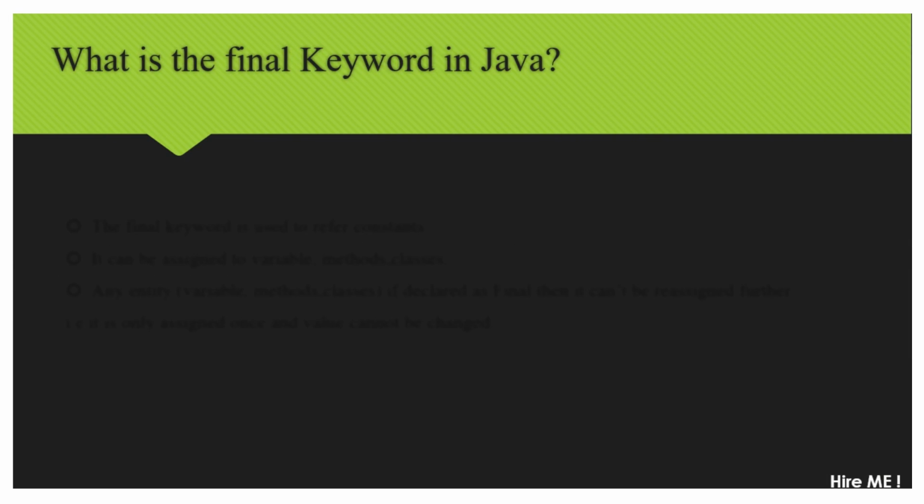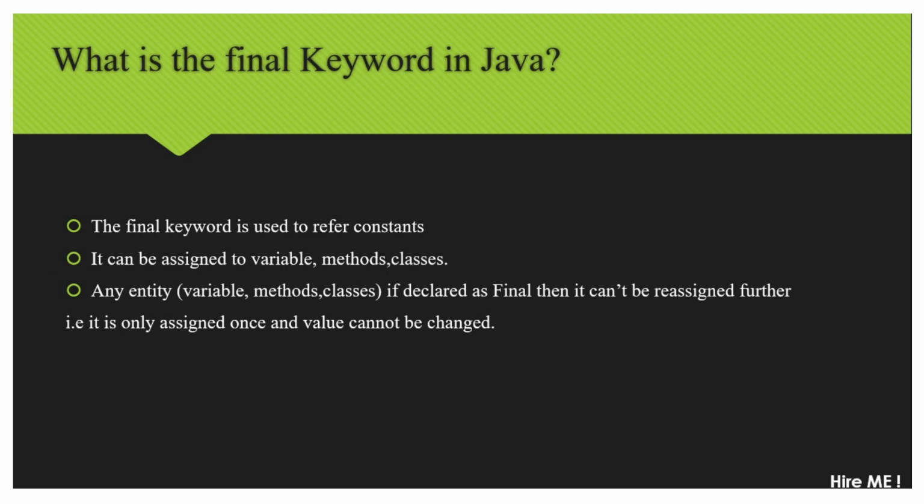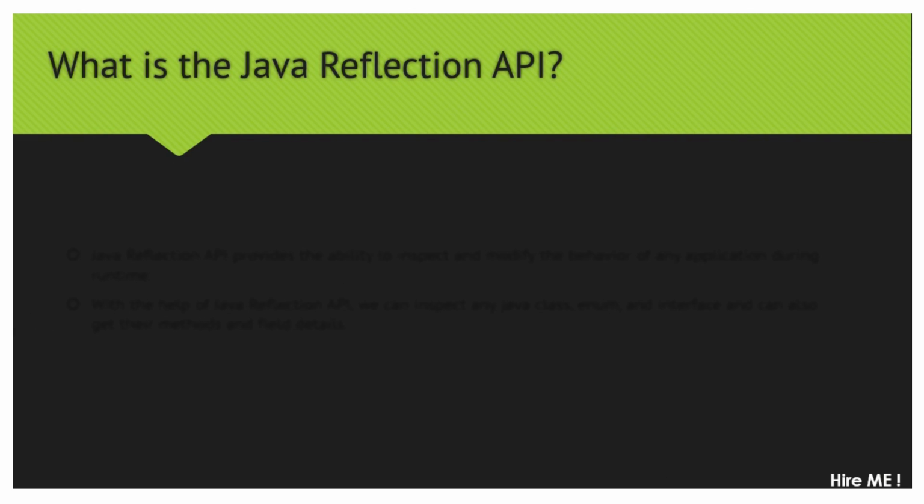What is the final keyword in Java? Why is the keyword final used in Java, and what does it mean? Let's understand. The final keyword is used to refer to constants. It can be assigned to a variable, method, class, any entity. For example, a variable, method or class, if declared as final, then it can't be reassigned further. That is, it is only assigned once and the value cannot be changed. Hope you understood. Moving on to the next question.